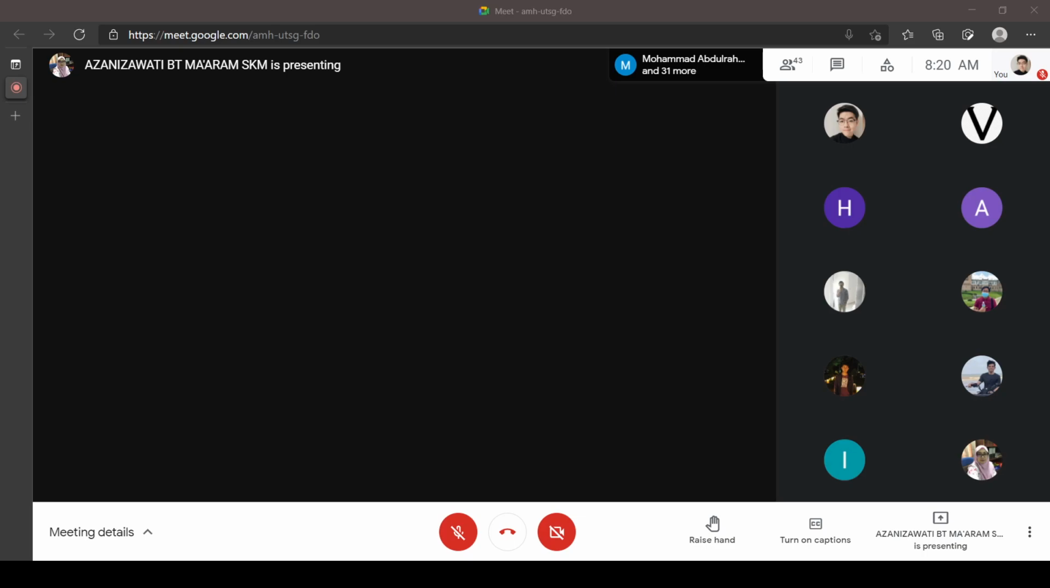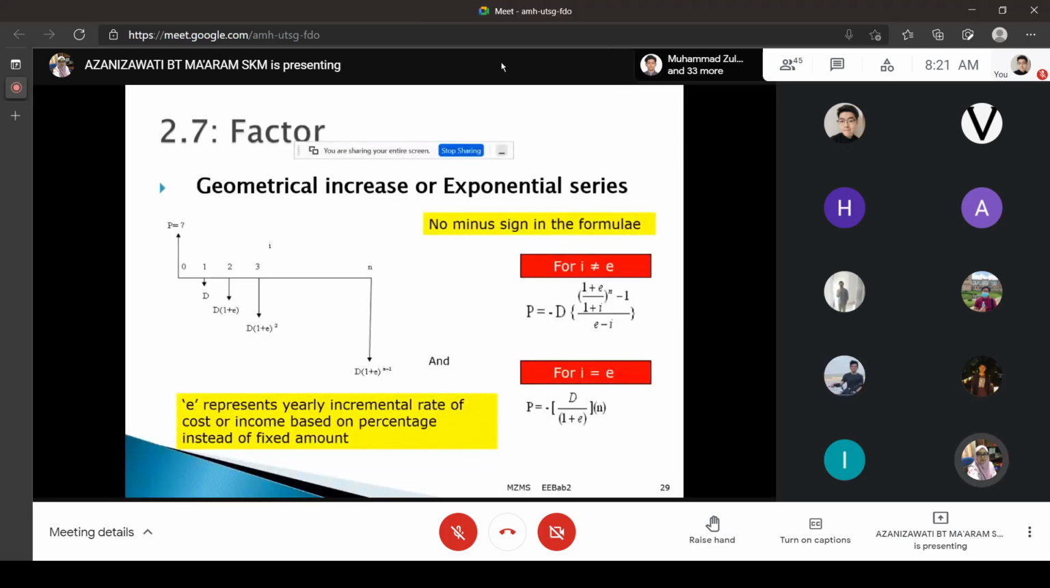Okay, for annual, we have annually is uniform. For gradient is a combination of annually, that uniform, plus the increase of every year. So for gradient it is normally A plus G, or sometimes if, let's say, the gradient at year 1 is 0, it means it's only for G gradient.